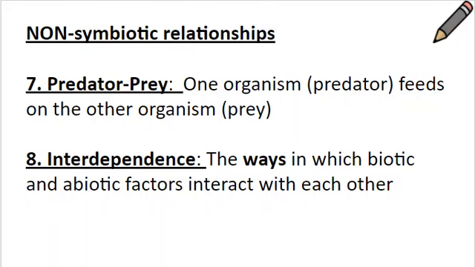And interdependence is the ways in which biotic and abiotic factors interact with each other. Interdependence would be one organism depends on the other, and then the other organism depends back on it. They depend on each other.